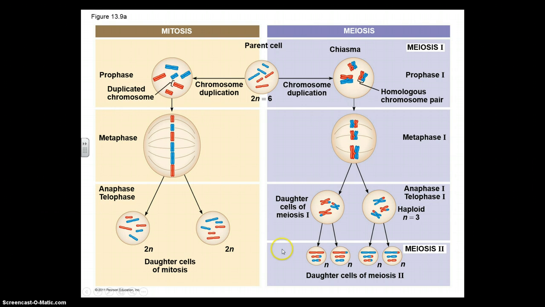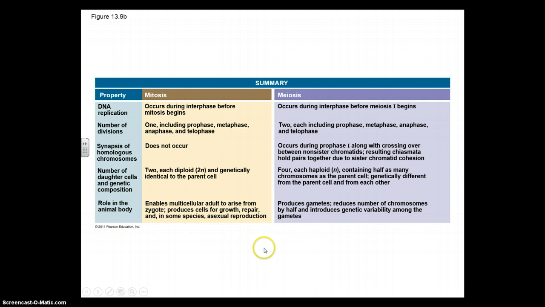Here you go. See the result? You have 2 diploid cells here, and here you have 4 haploid cells. And here's a summary.